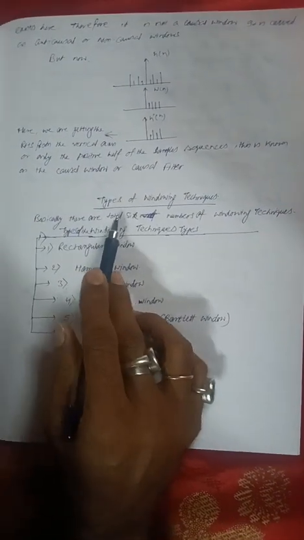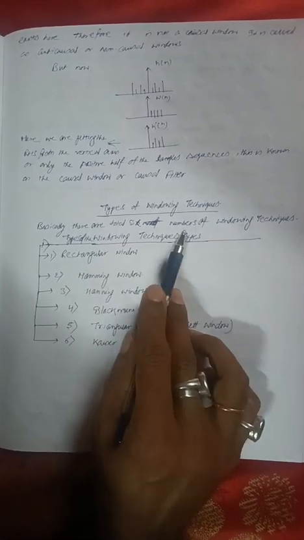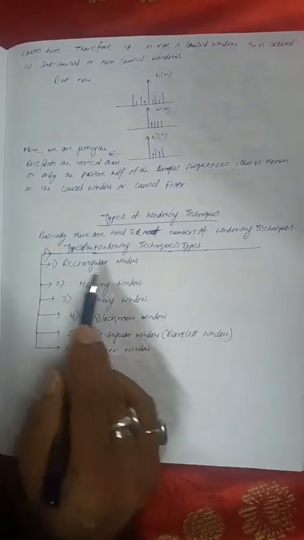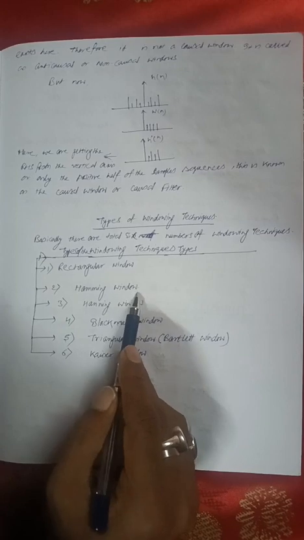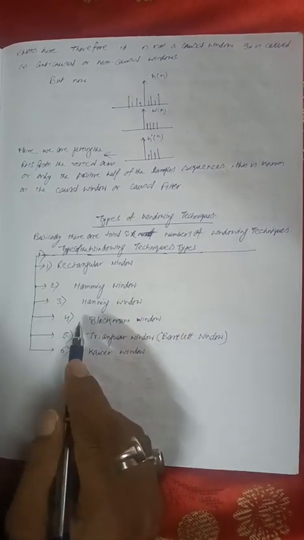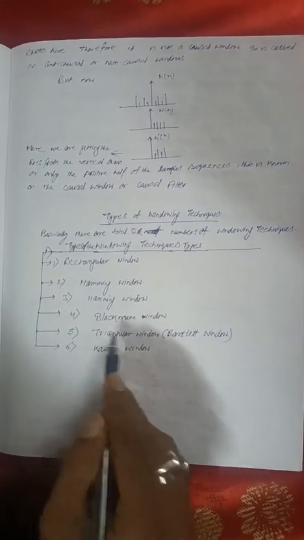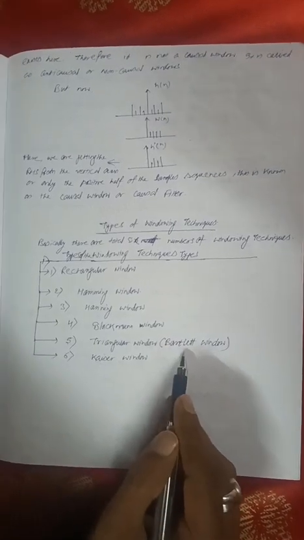Now what are the different techniques of windowing? Basically there are 6 windowing techniques, and these are: number 1 rectangular window, number 2 Hamming window, number 3 Hanning window, number 4 Blackman window, number 5 triangular window, also known as Bartlett window, and number 6 Kaiser window.